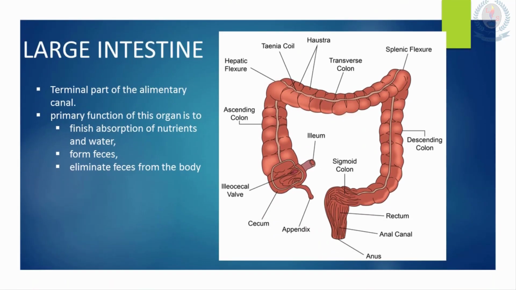Here you will find out the structure of the large intestine. It is the terminal part of the alimentary canal, and its primary function is to finish absorption of nutrients and water, form feces and eliminate feces from the body. Those are the main functions.